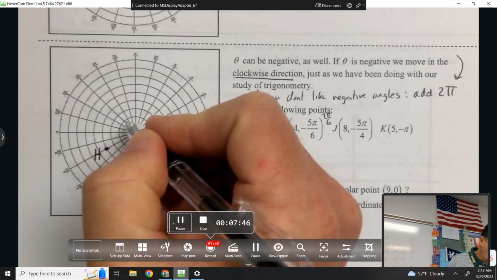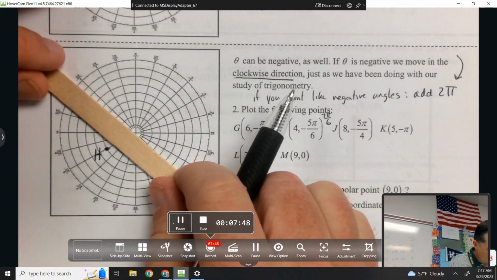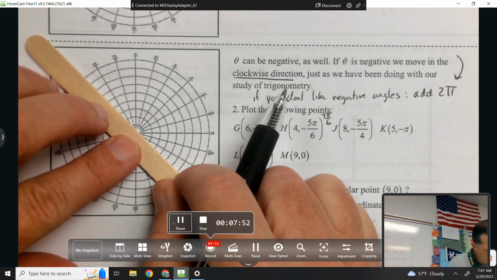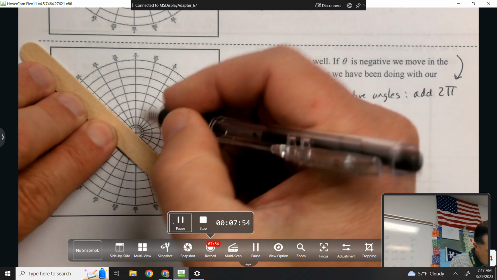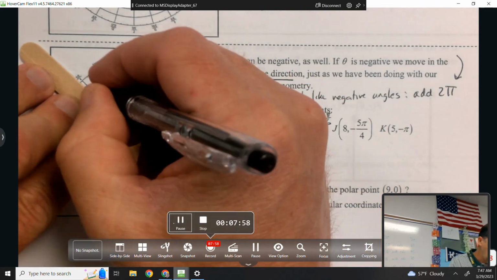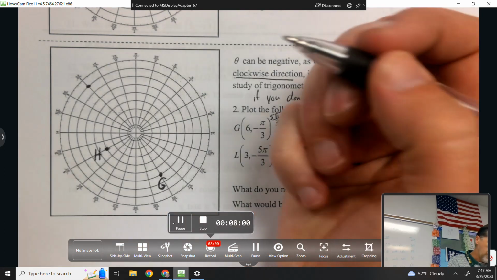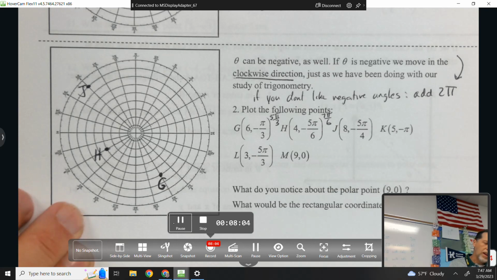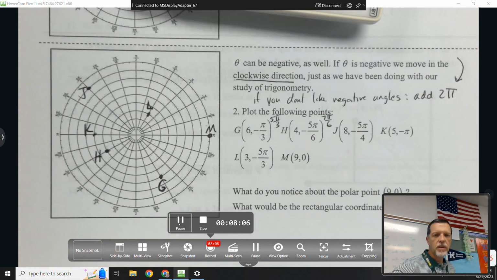And then we'll go out 8. Again, I got my little helper here to keep my eyes online. 1, 2, 3, 4, 5, 6, 7, 8. There's J. All right, you try K, L, and M. So there's the points K, L, M.